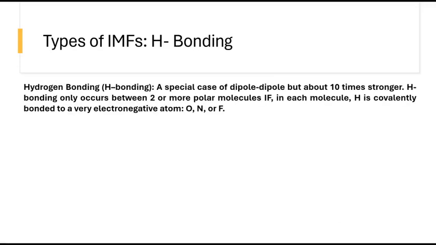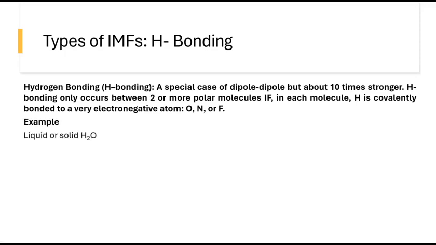Types of IMFs, H bonding. H bonding is a special case of dipole-dipole, but about 10 times stronger. H bonding only occurs between two or more polar molecules if, in each molecule, H is covalently bonded to a very electronegative atom: O, N, or F. It must have that intramolecular force in place.